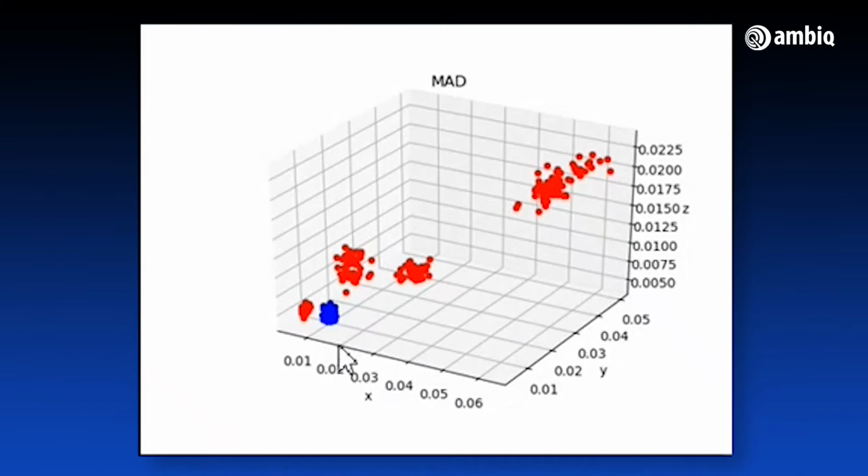The reason I chose to use the MAD rather than something like standard deviation or variance is because standard deviation and variance are more susceptible to being affected by outliers and non-normally distributed data, whereas MAD is a more robust way of measuring the spread of non-normally distributed data. As you can see here in this graph, the blue dots represent the normal samples, whereas the red dots represent the anomaly samples, and they're very clearly separated.